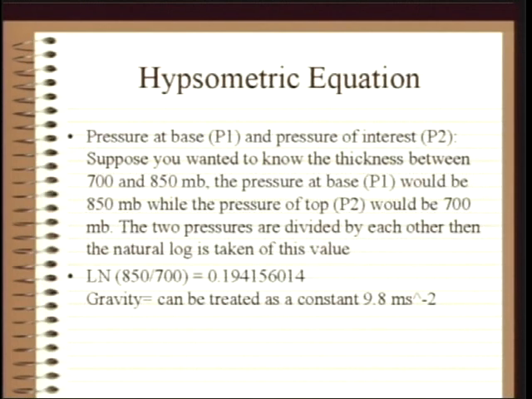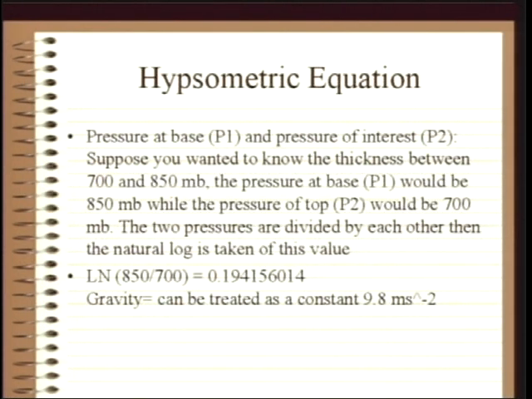So if you take 850 and divide that by 700, you'll get a number of 1.214 and some other digits. And then once you press the natural log function, that produces a value of 0.194156014. And when solving this equation, make sure you don't round any of the terms. Keep the number written out as many digits as the calculator will give you. Don't do any rounding until you have the final answer.